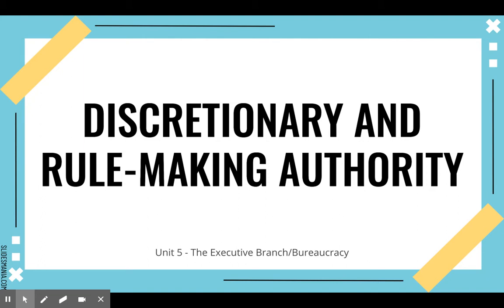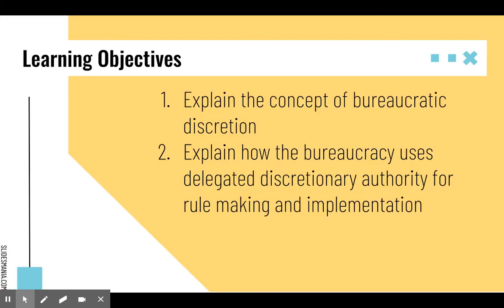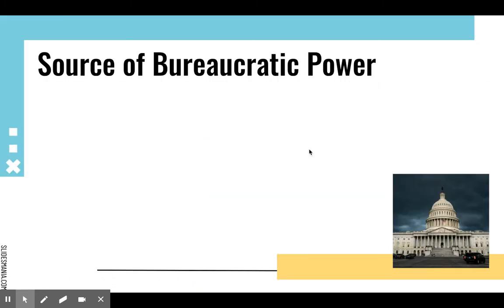Today we are going to be talking about discretionary and rulemaking authority. So we're really getting into what the bureaucracy does. This is like the nuts and bolts. So in this video and in the set of notes, you're looking at the concept of bureaucratic discretion. What does that mean? And also explaining how the bureaucracy then uses that discretionary authority for rulemaking and implementation of policy.